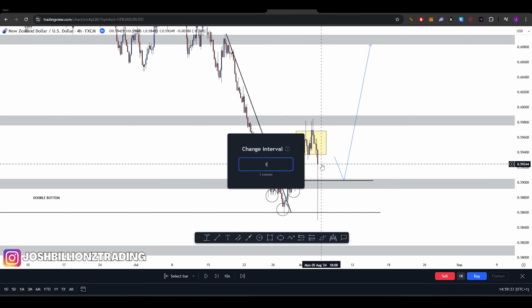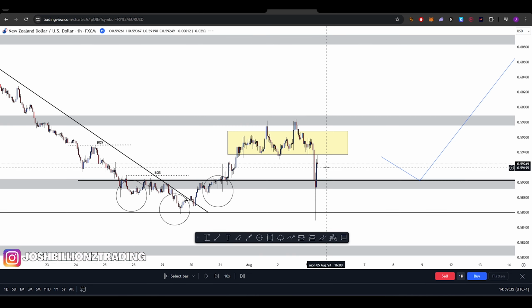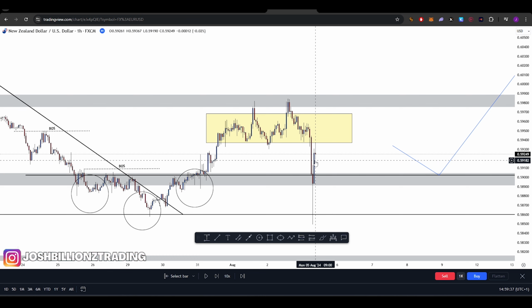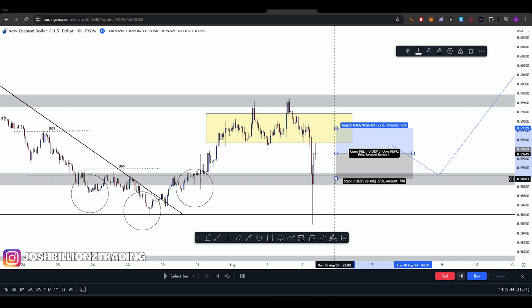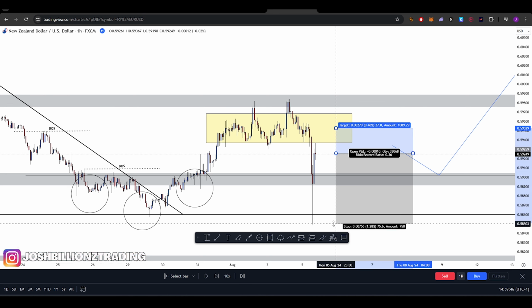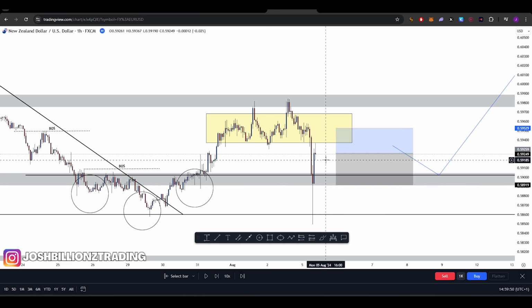Wick this low, and then on the 1 hour, we've got a nice bullish engulfing. So I thought, yep, this is my entry trigger, that bullish engulfing. So I entered long. I didn't put my stop below this wick. I just put it somewhere below here, like probably around here.